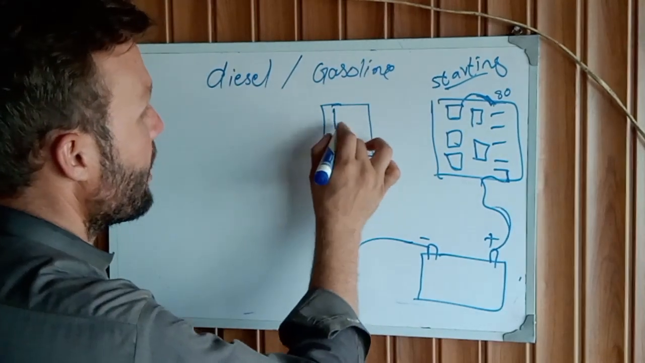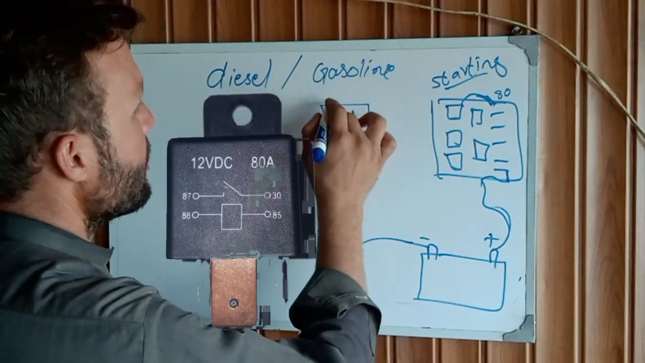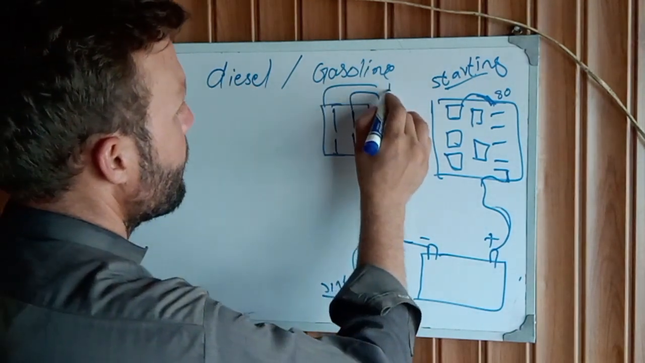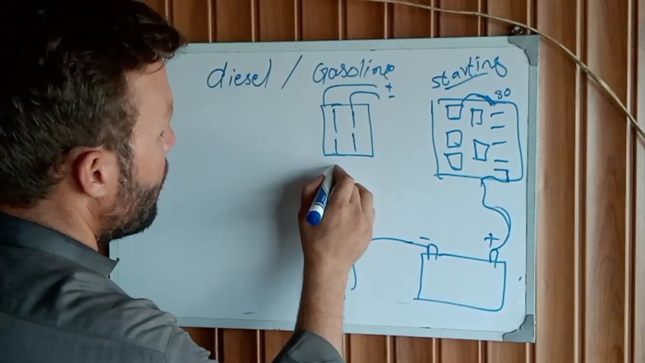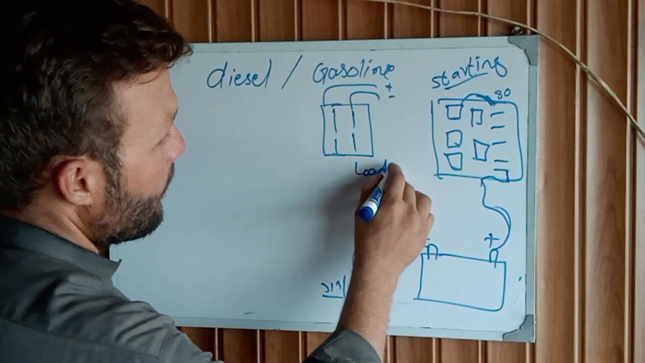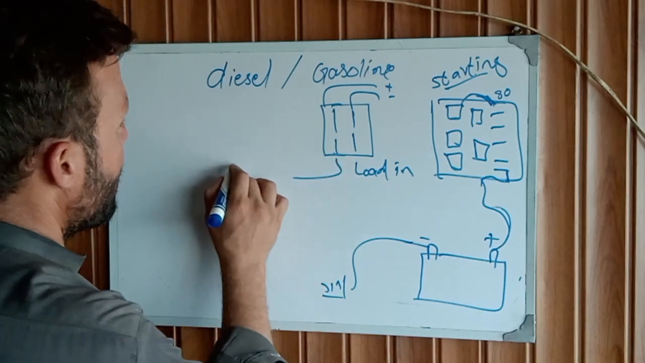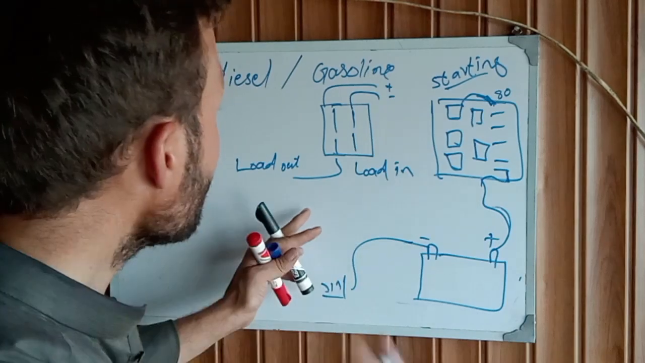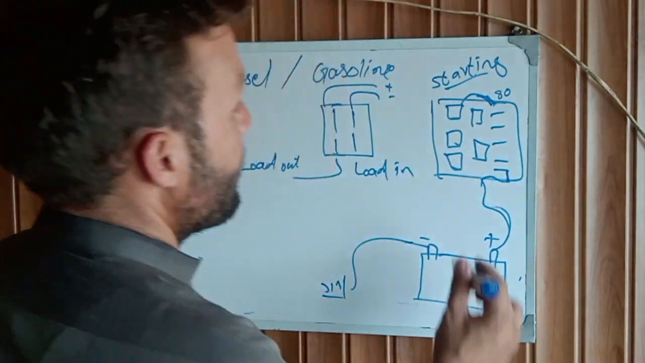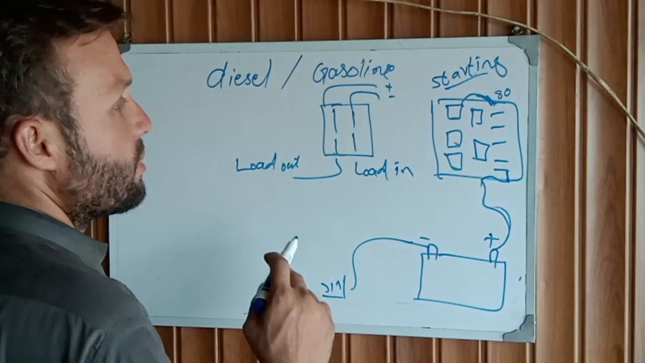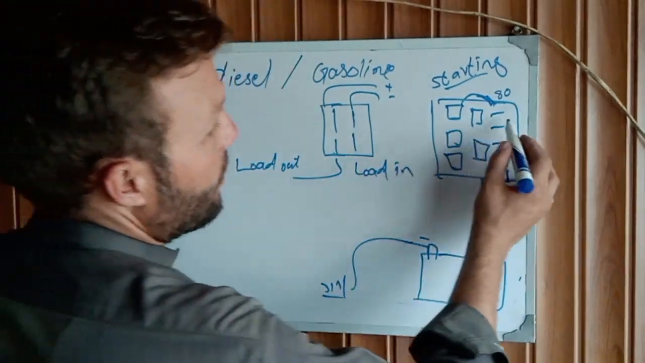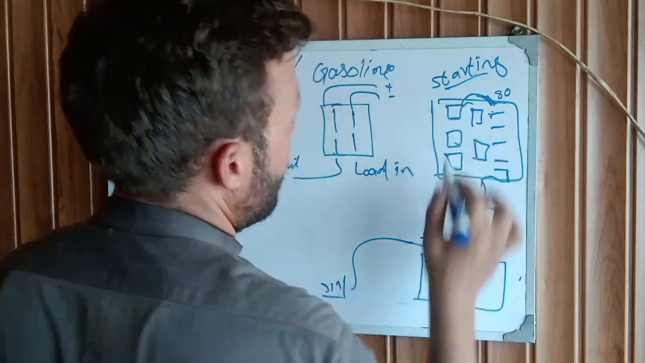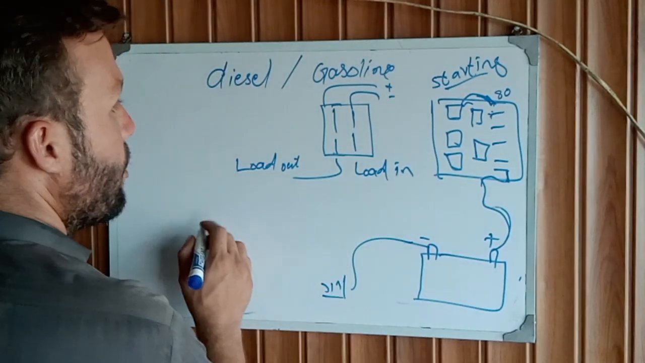For example, our relay has 4 pins. These two are for the relay coil, and these two are for load in and load out. Okay, here is what happens. When we try to start the engine, this fuse gives output to the relay load side.